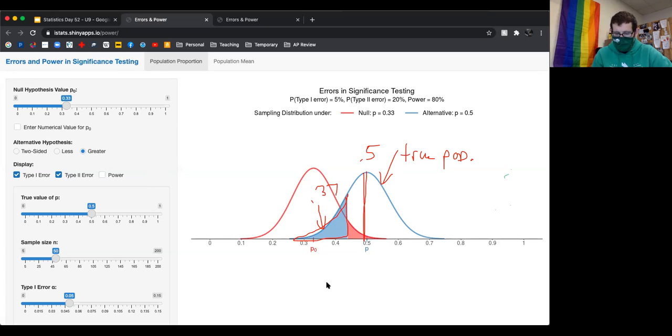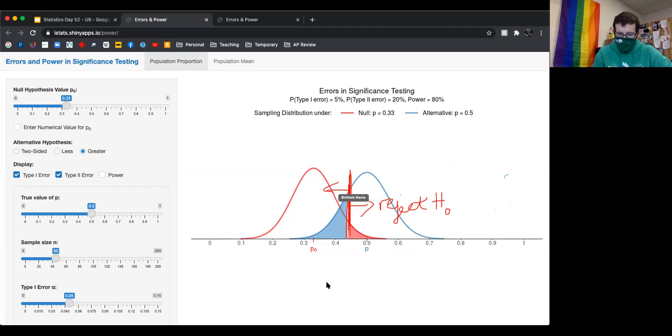But I could also get a lot of them up here, where maybe this particular sample ends up right there. And then here I would absolutely reject the null hypothesis. So anything to the right of this line means I reject the null hypothesis. Anything to the left means I fail to reject. And since in reality there is a difference between them, this side of the line, failing to reject, represents a type 2 error.